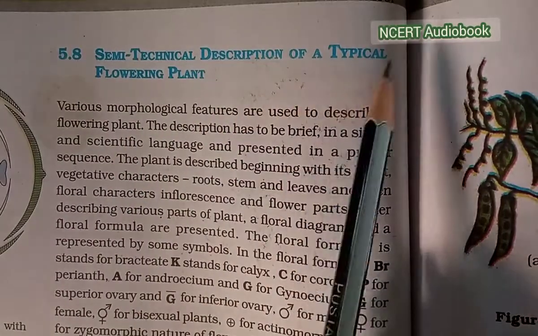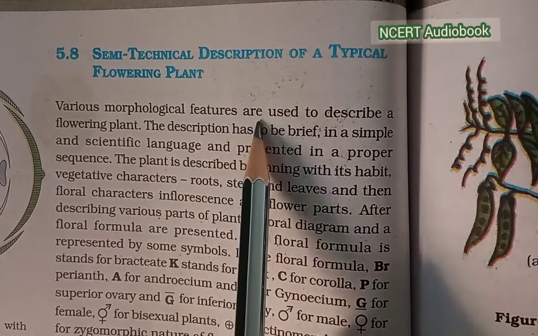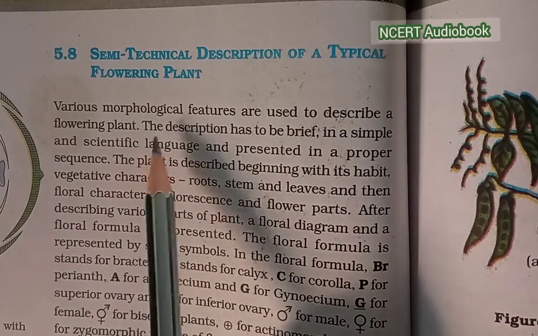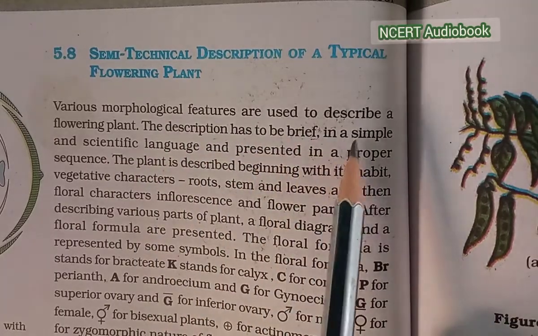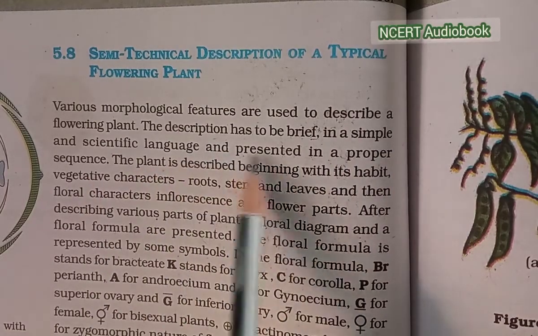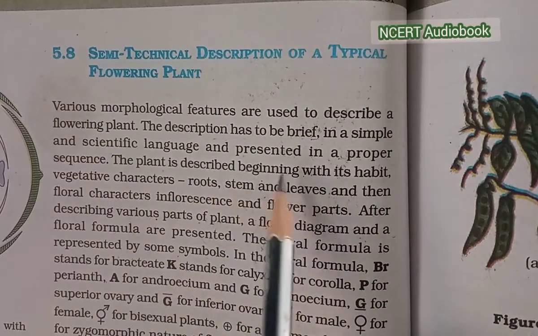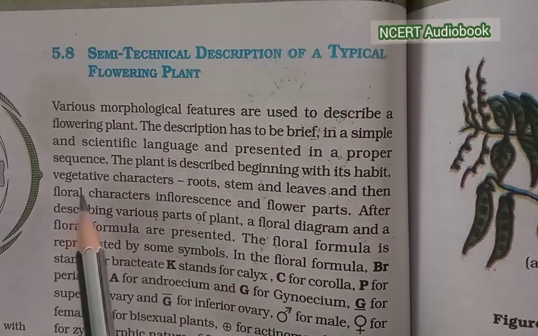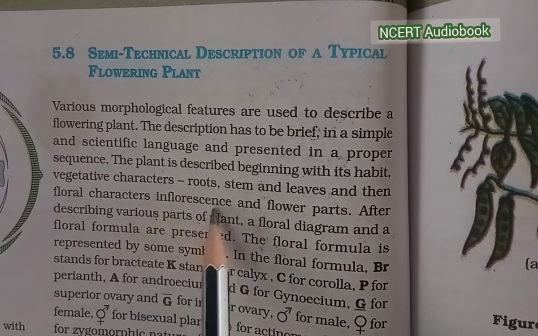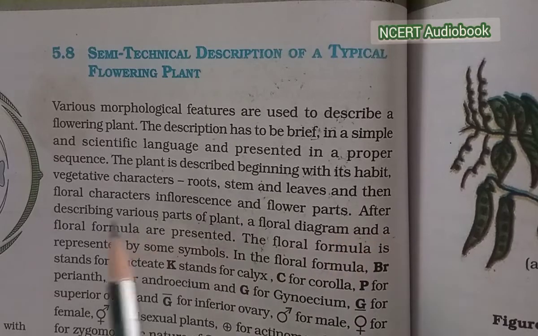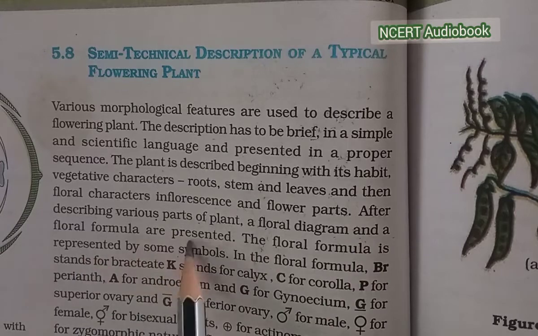Semi-technical description of a typical flowering plant. Various morphological features are used to describe a flowering plant. The description has to be brief, in simple and scientific language, and presented in a proper sequence. The plant is described beginning with its habit, vegetative characters, root, stem and leaves, and then floral characters, inflorescence and flower parts. After describing various parts of the plant, the floral diagram and the floral formula are presented.